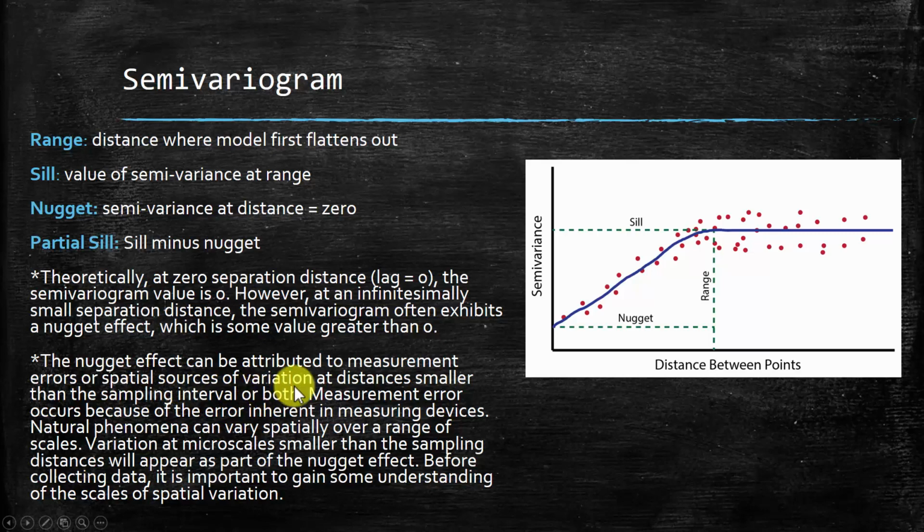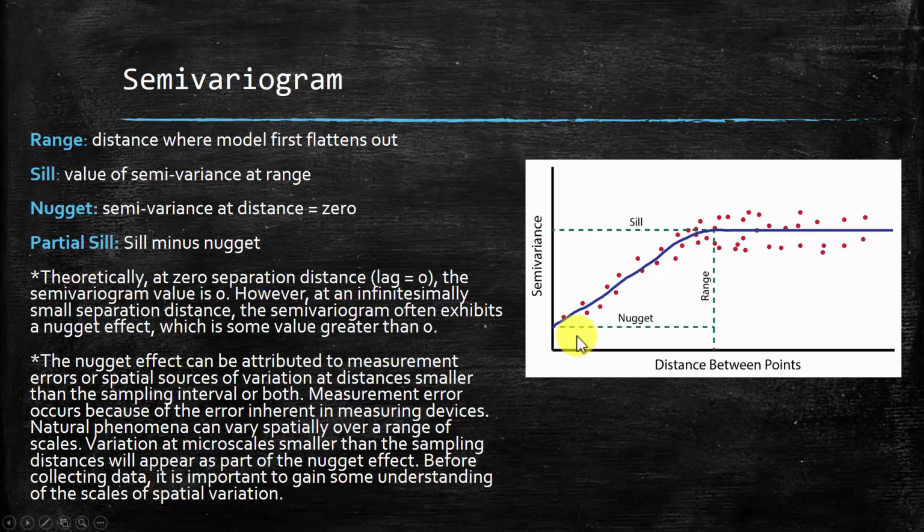Measurement error occurs because of the error inherent in measuring devices, like meters and whatnot. Natural phenomena can vary spatially over a range of scales, from small scale to very large scale. Variation at micro scale, smaller than the sampling distance, will appear as part of the nugget effect. So you're seeing noise that's smaller than, say, your measuring distance, spatially speaking. Before collecting data, it's important to gain some understanding of the scale of spatial variation, so how that impacts how you sample and what type of effect you would see.